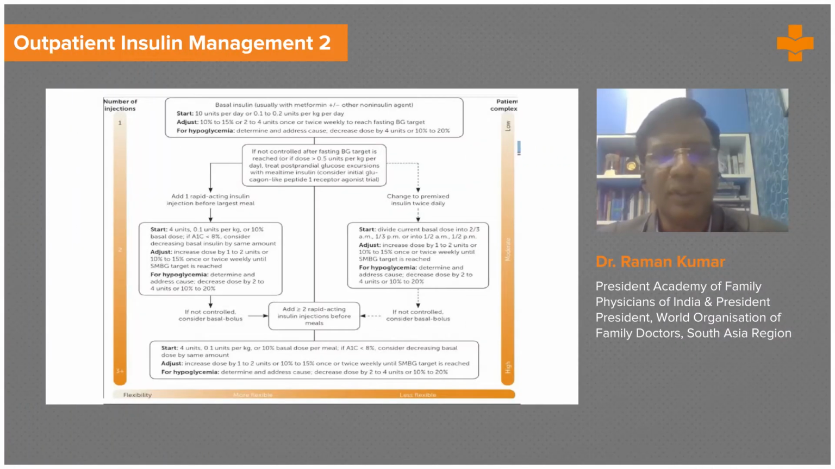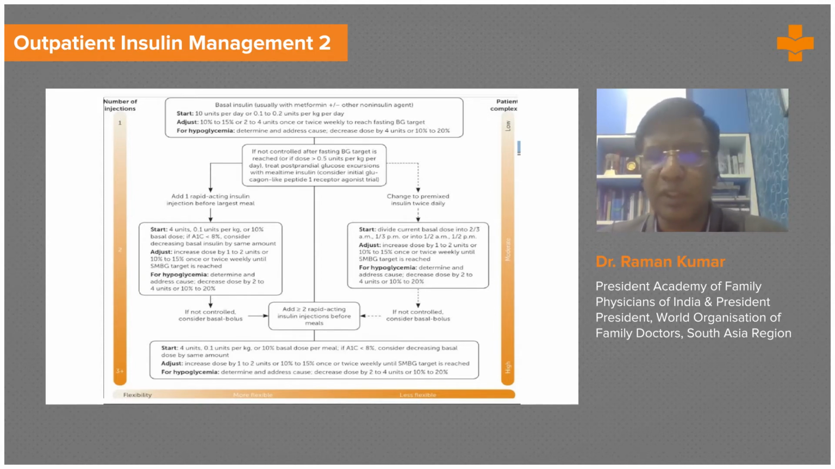So this is a flow chart which is mentioned in the journal. If you look for this journal, it is a freely accessible journal. You can download the PDF. I've taken this flow chart from the journal. And what is the normal starting dose?